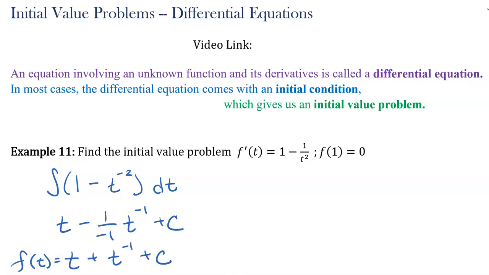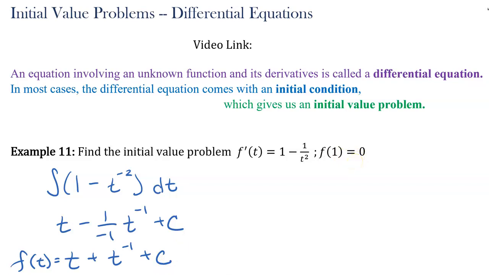At this point, we can start thinking about what the actual function is, because for initial value problems, you actually want to find the exact function. So this plus c that we've been doing every time, we want to get rid of it. We want to actually have the exact number there. So we want to figure out what c is. And that is where our initial condition comes in.